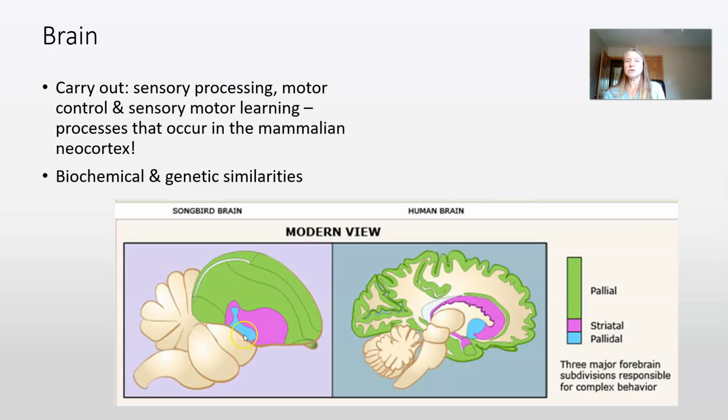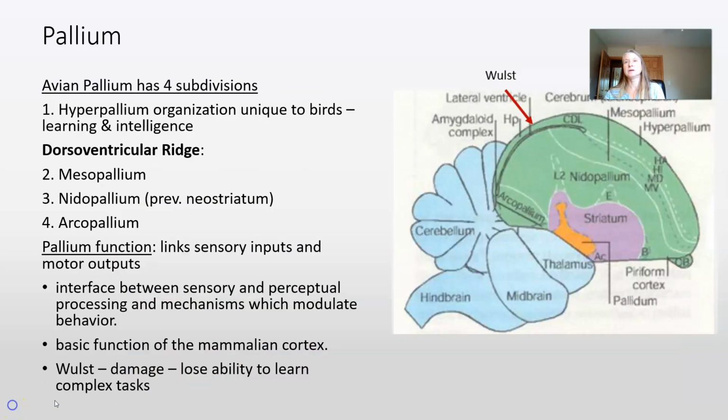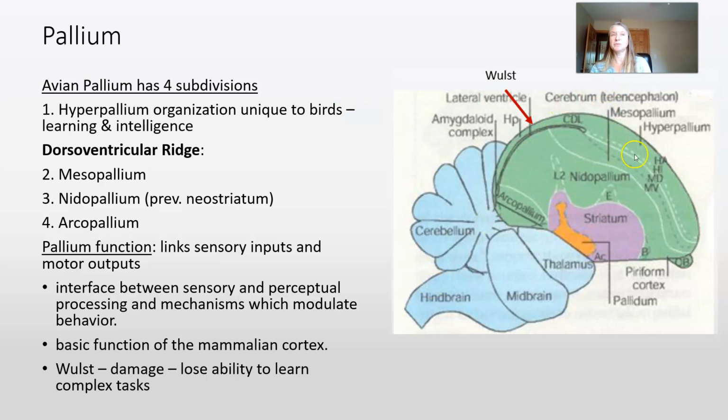We also have striatal and palatal parts of the brain, so different processing we're not going to get hung up on. I do want to go into a little bit more detail with the pallium, though. So this pallium area, all that area that was green on the last slide, all these things that we think mammals are so smart for, birds have this pallium. And the pallium has 4 main subdivisions.